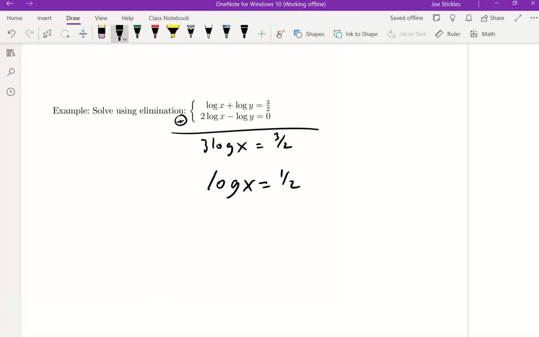And this one's a good little review for final exam types of things. When you write log and there's no base, what do we assume the base is? Log 10, right? So this is log base 10 of x equals 1/2. How do we rewrite this equation so that we can solve for x? So the base is 10, right? What's the exponent?